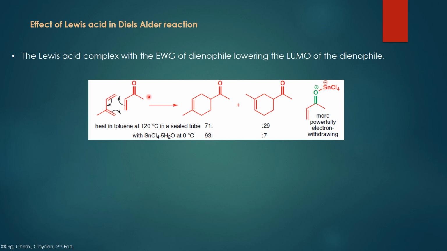93%. That means with the introduction of this Lewis acid, the electron withdrawing capability of the substituent increased, and hence the pi star energy, that means the LUMO of the dienophile, decreased. The energy of the HOMO of the diene, Psi2, increased, and thereby the energy gap decreased, which favored the smooth execution of this Diels Alder reaction. So the Lewis acid increases the yield of the Diels Alder reaction, or Lewis acid favors Diels Alder.